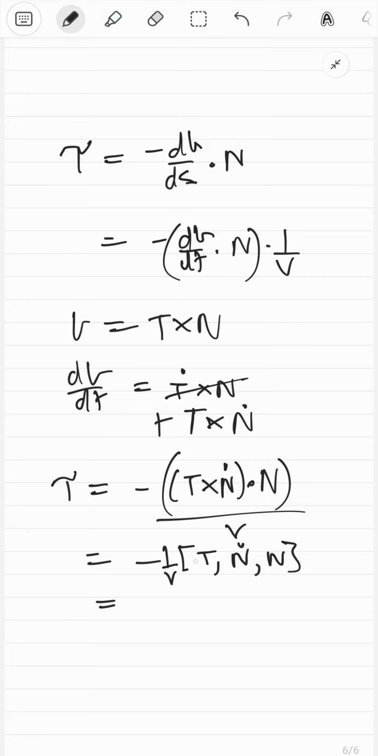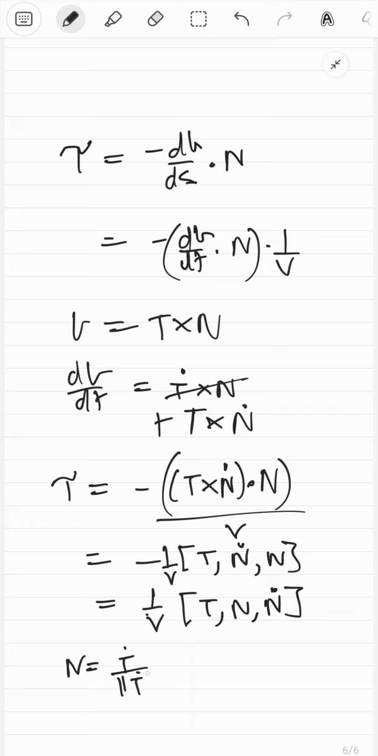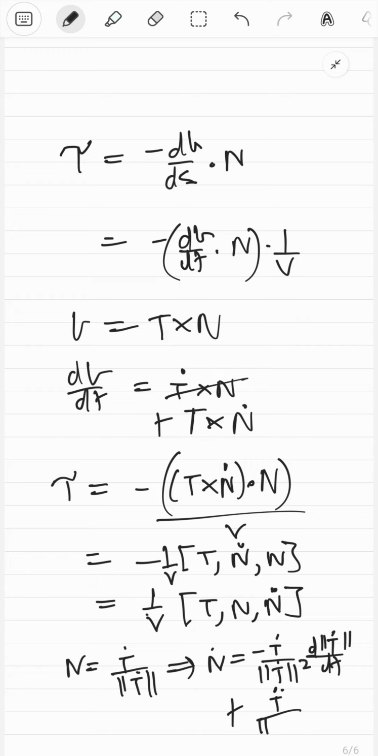Using this negative sign, we can flip two of these columns to get t, n dot and n. Now n is just t dot upon the magnitude of t dot, but that means that n dot is just minus t dot upon the magnitude of t dot squared, that times the derivative of the magnitude of t dot with respect to t, plus t double dot upon the magnitude of t dot.